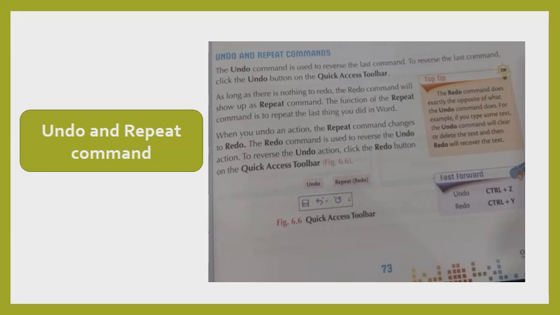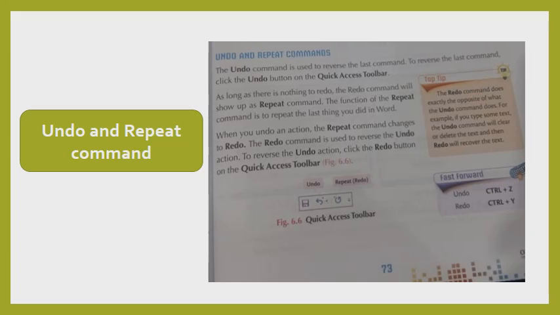First of all, let's see what does undo mean. The undo command is used to reverse the last command. For example, if you type some text, the undo command will clear or delete the text, and then if you redo it, the redo command will recover it. To reverse the last command, click the undo button on the quick access toolbar.